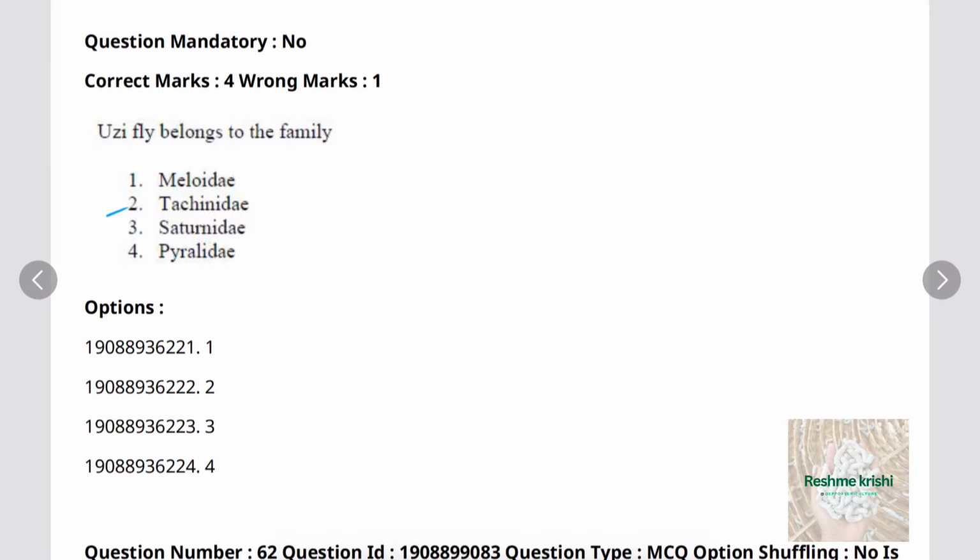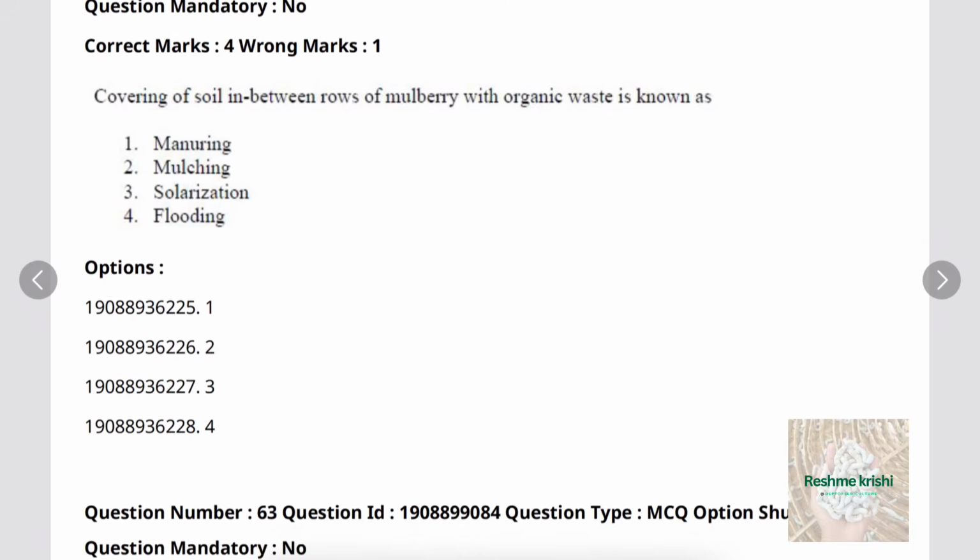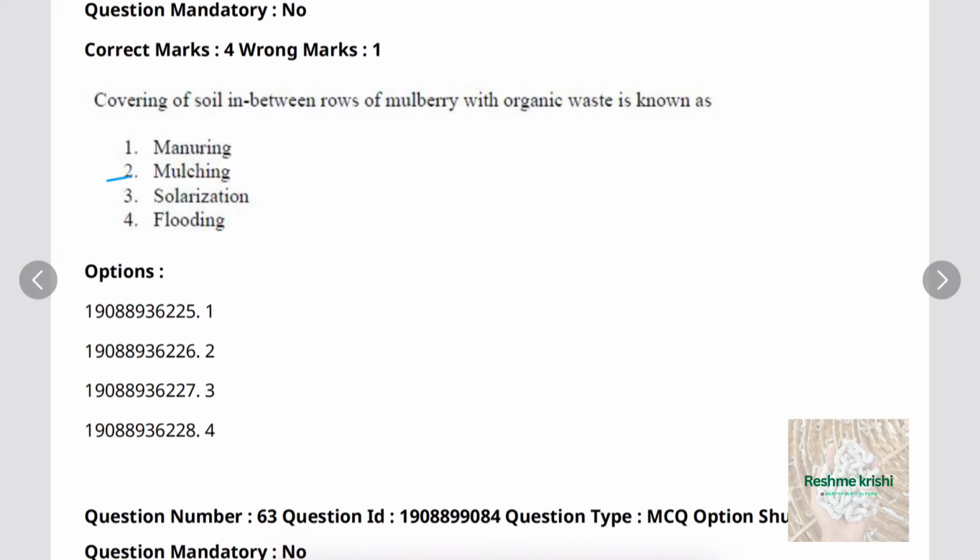Okay, the uzi fly belongs to the family. This is a direct question. It's a Tachinidae fly. We always know that one. Covering of soil in between rows of mulberry with organic waste is known as mulching. This is also a straight question.